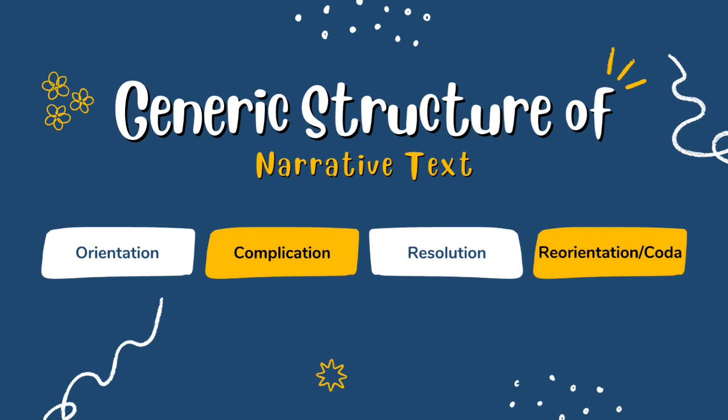Generic structure of narrative text. There are 4 generic structures. First, orientation. It is about the opening paragraph where the characters of the story are introduced. Second, complication. It is about where the problems in the story develop. Third, resolution. It is about where the problems in the story are solved. And last, coda or reorientation. It is about the lesson from the story.